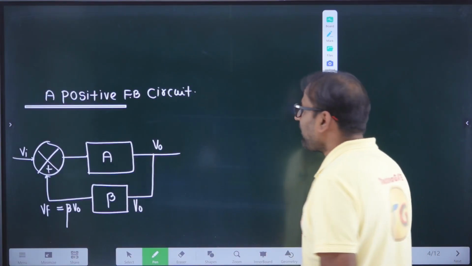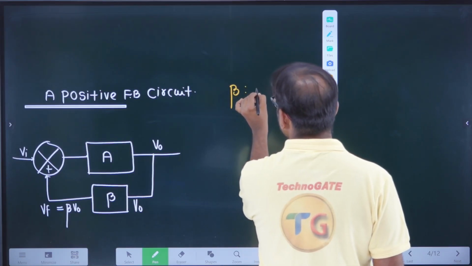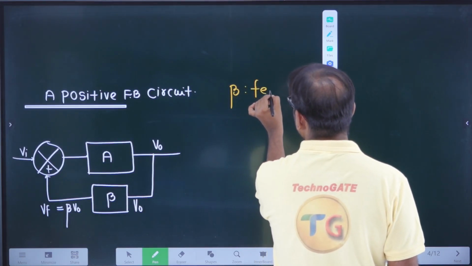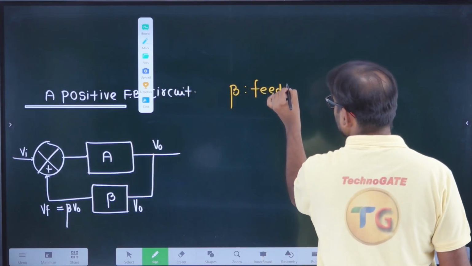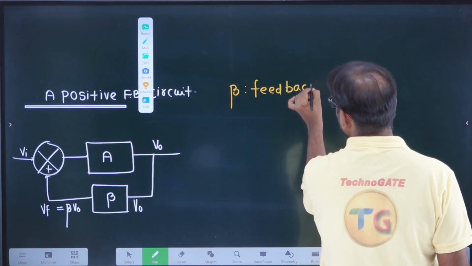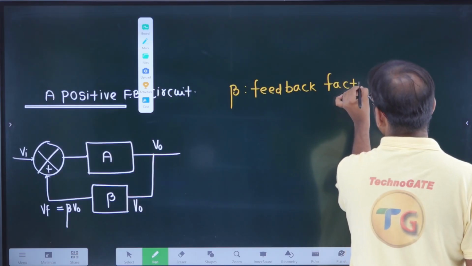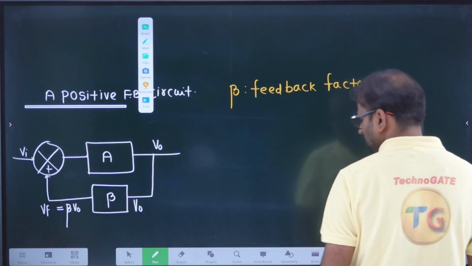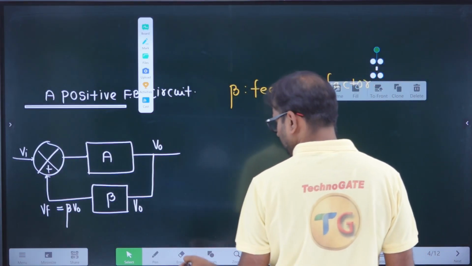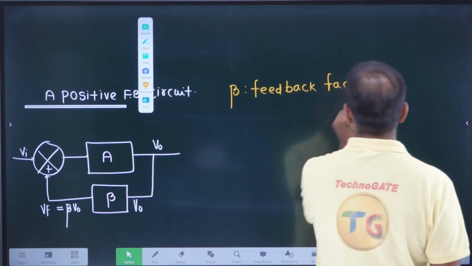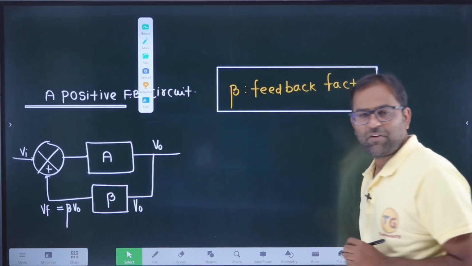So what is feedback factor? This beta is defined as feedback factor.